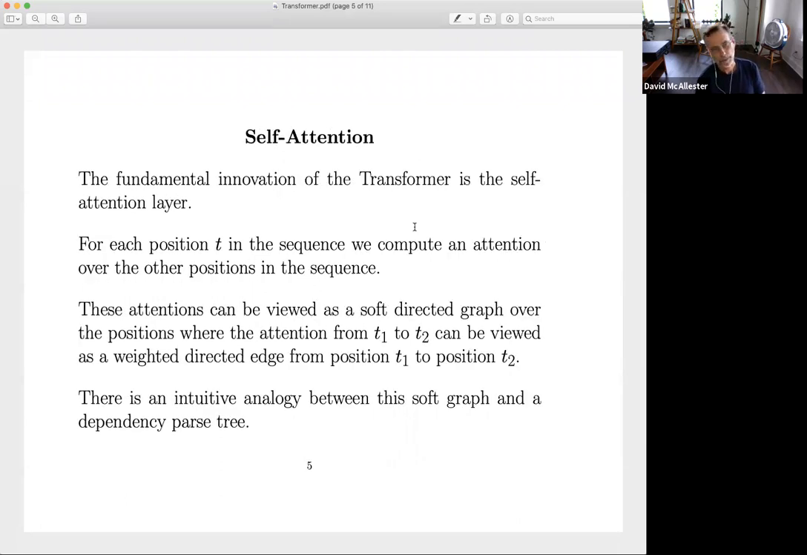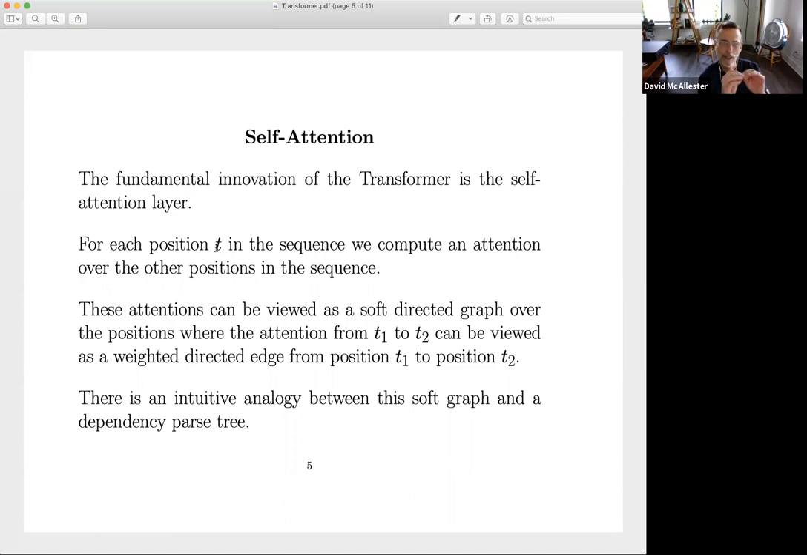Self-attention. This is the fundamental innovation of the transformer. And I want to introduce this in a way that makes the intuition clear. So for each position, little t, we want to think of this as pointing at a position or a word in a sentence. I'm thinking of t as being time. The words come one at a time, and there's a time, and at that time there's a word. So I'm thinking of t as being a position or a word in the sentence.